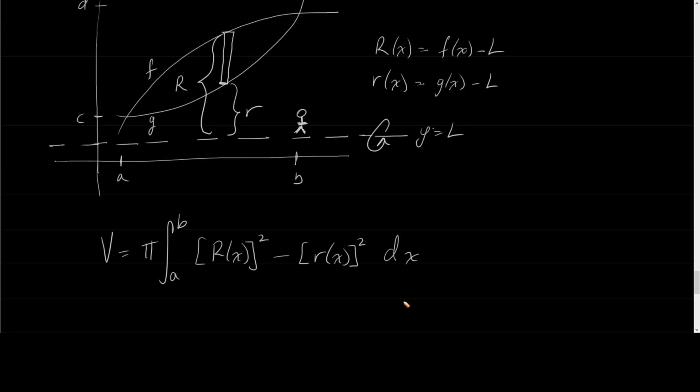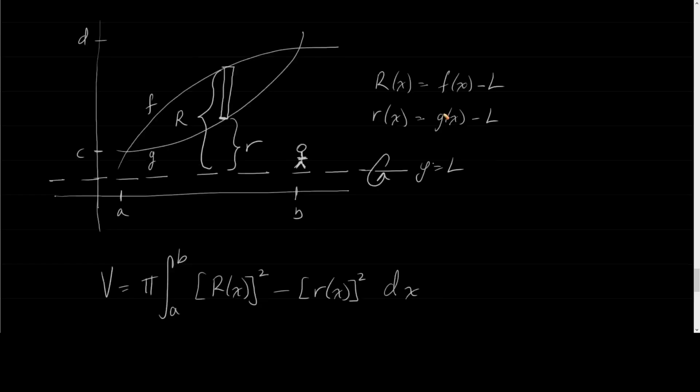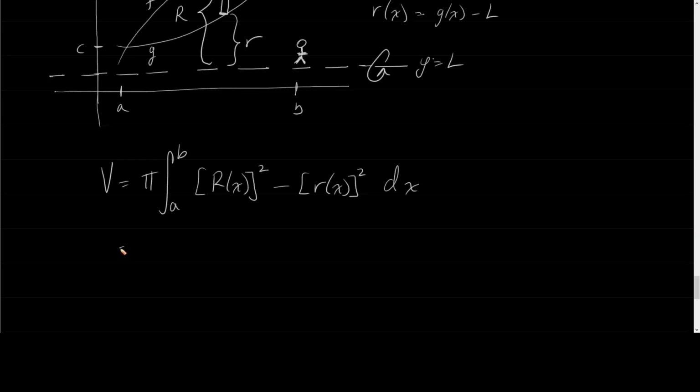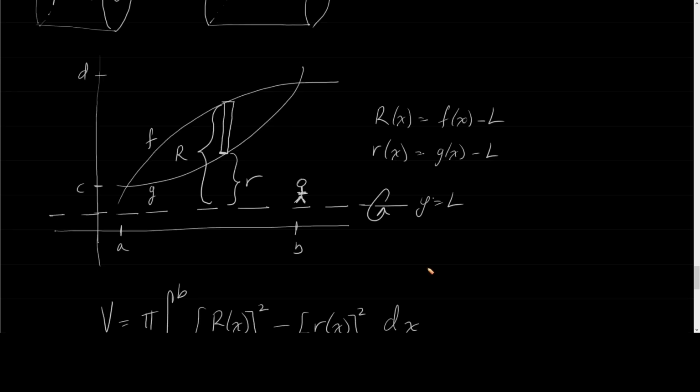Now, in here, the outer radius was f of x, so f of x minus L. So what we get here is pi times the integral from a to b of f of x minus L squared minus the lower radius, the smaller radius, which was g of x minus L, and that squared dx. All right, so that's that scenario.